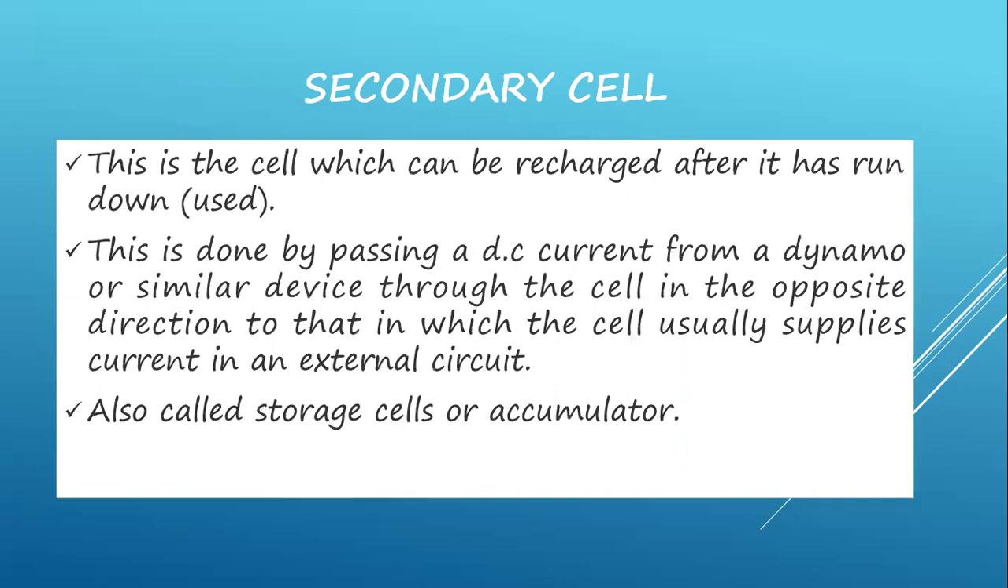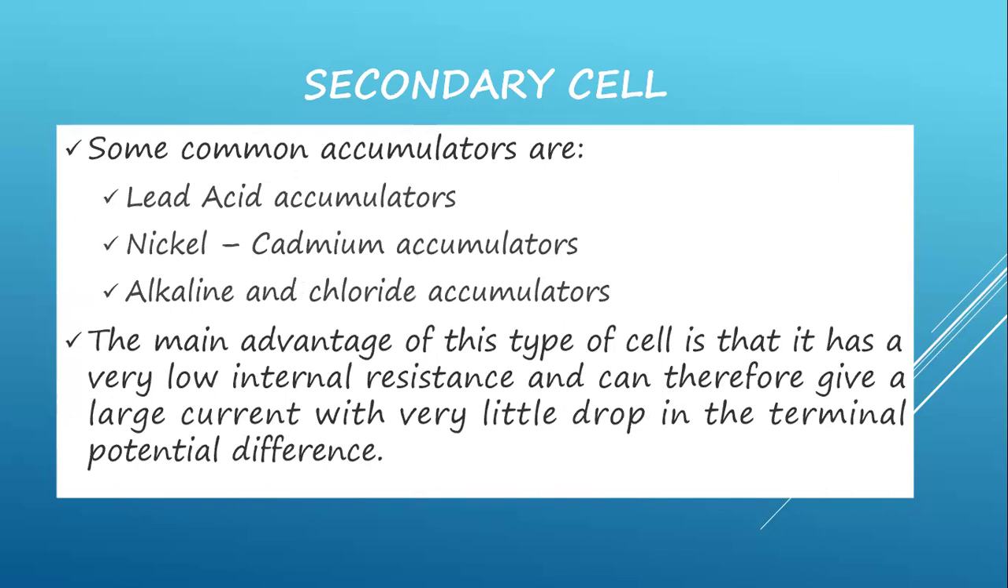So the secondary cell is the cell which can be recharged after it has been used or has run down. It is done by passing a direct current from a dynamo or a similar device through the cell in the opposite direction to that in which the cell usually supplies current in an external circuit. It is also called the storage cell or the accumulator. Some of the common accumulators are lead acid accumulators, nickel cadmium accumulators, and alkaline accumulators. So these are just the common accumulators.